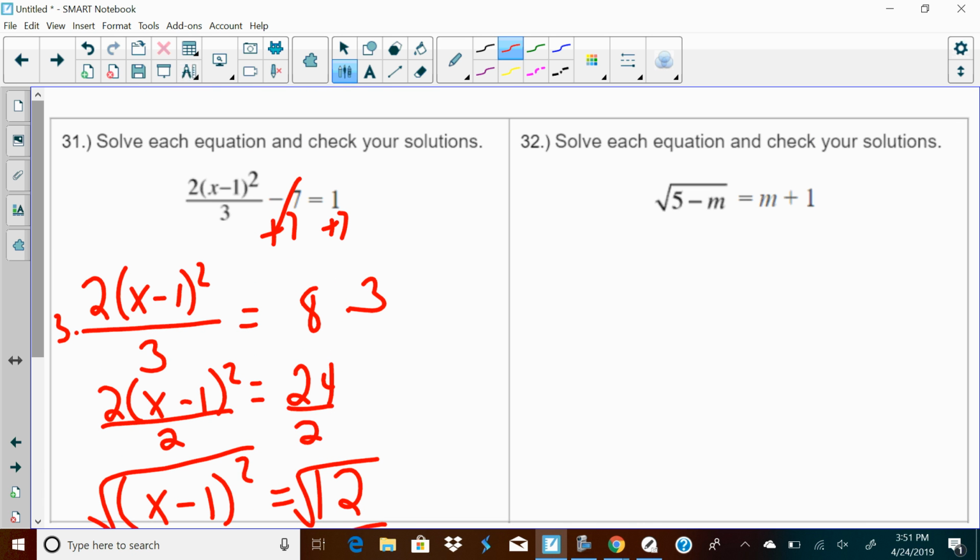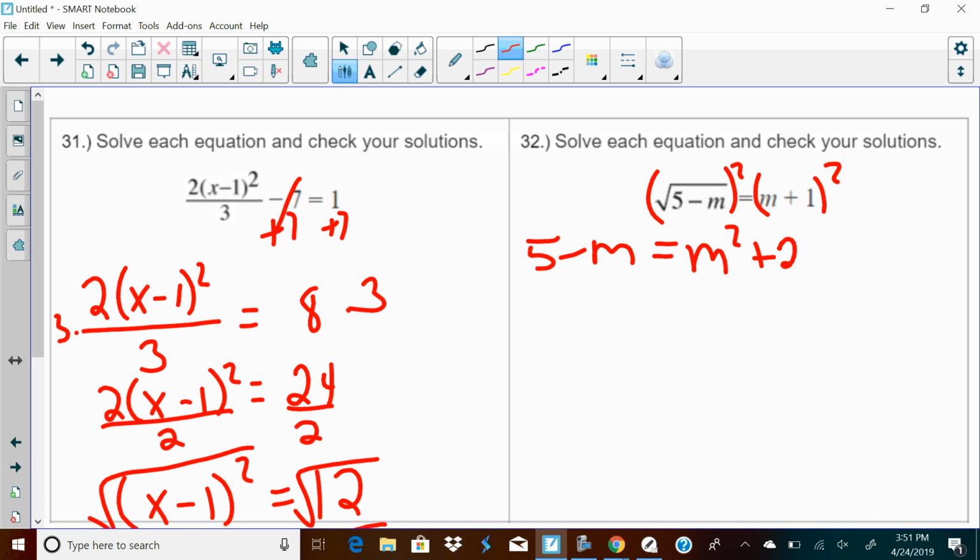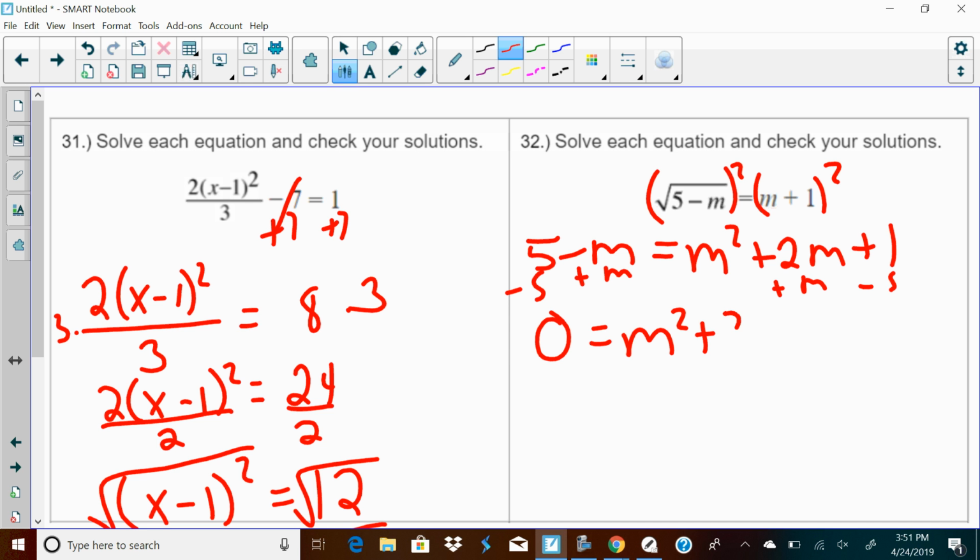Problem number 32. I'm going to start by squaring both sides. So I'm going to get 5 minus m equals, when I multiply that out, I get m squared plus 2m plus 1. Subtract 5 and add m. So I end up with 0 equals m squared plus 3m minus 4.